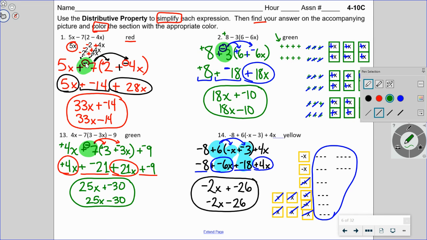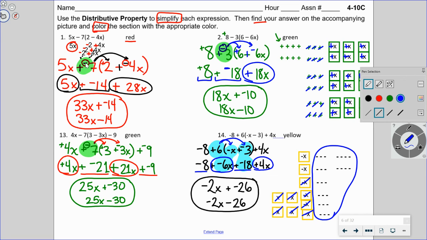Distribute first, get rid of the grouping symbols. Be careful with your positives and negatives. The opposite of a negative is a positive. The opposite of a positive is a negative. Combine your like terms. If you have variable terms, you can put those together. If you have constant terms, you can put those together.